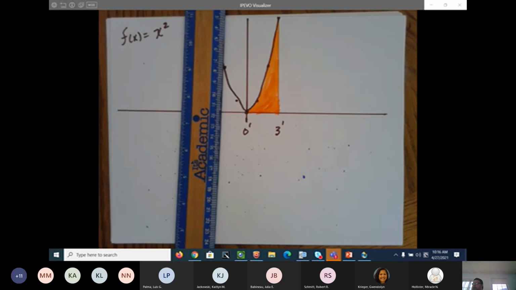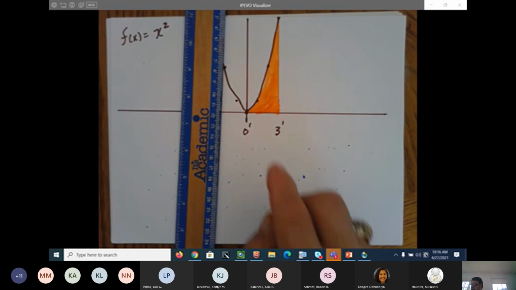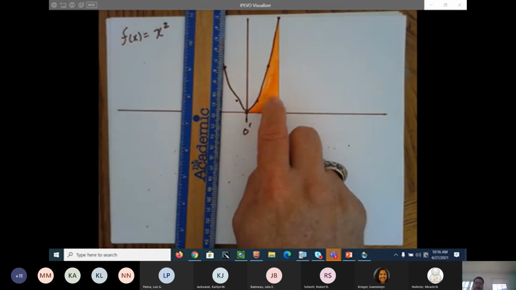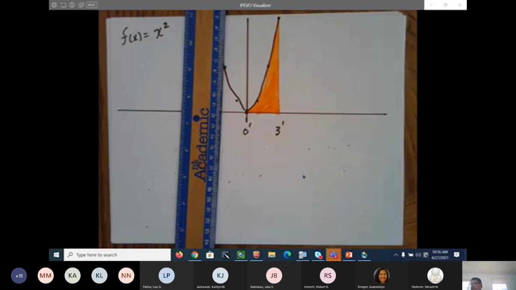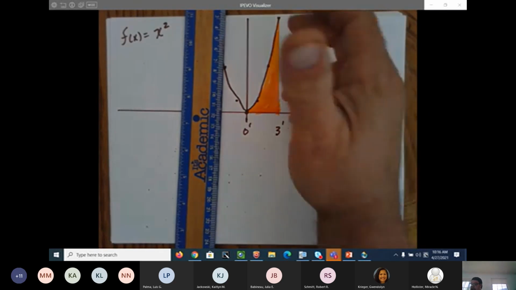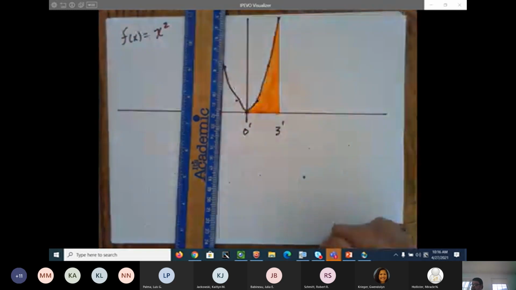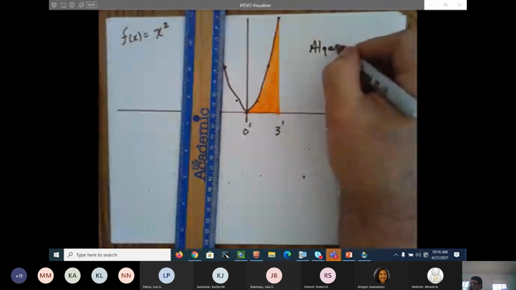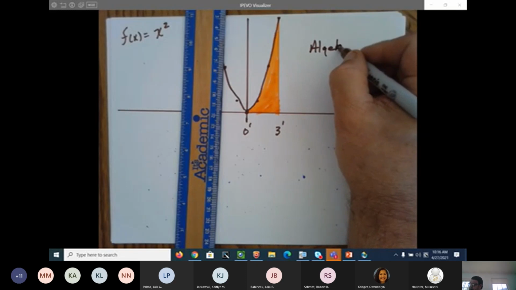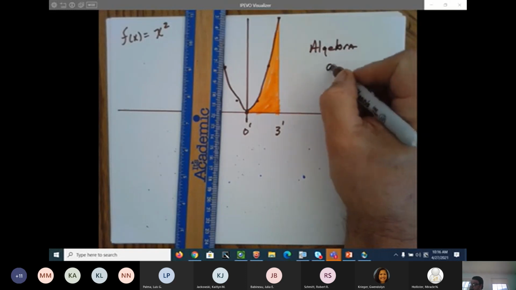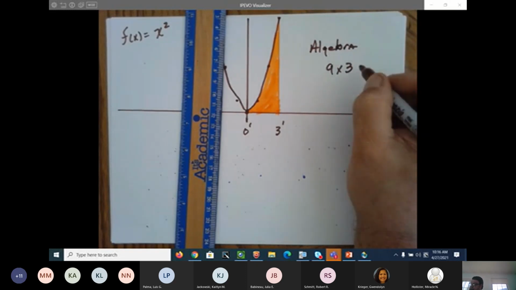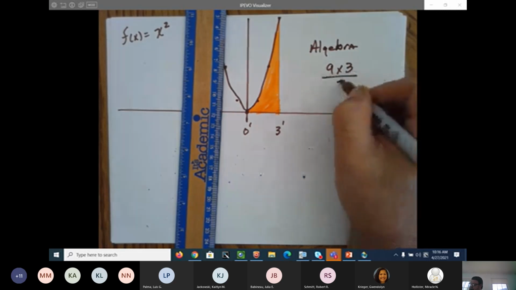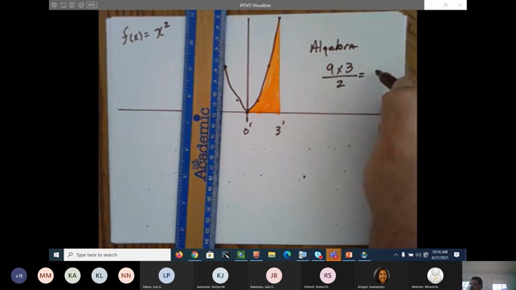All right. So you're going to get some square footage in here, but you don't know, because it looks like a triangle, you could say. This is 9, so 9 times 3, let's use our algebra. 9 times 3 is 27. Divide that by 2 is going to be what? 13 square feet?